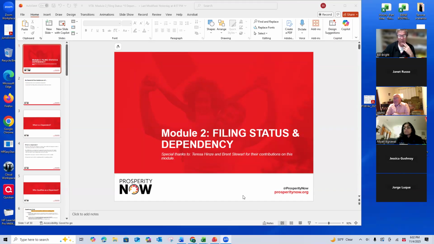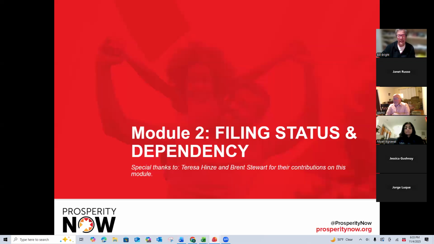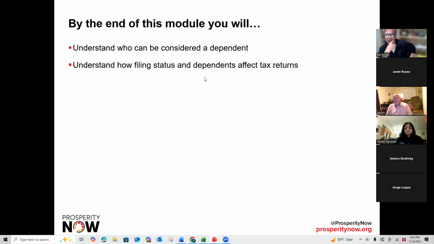Awesome. Okay, so we're going to be talking about filing status and dependency. I wish they would have kind of reversed it, since it goes dependency first, but here we go. At the end of this section, we're going to be understanding who can be considered a dependent and understanding how filing status and the use of dependents can affect the tax return.